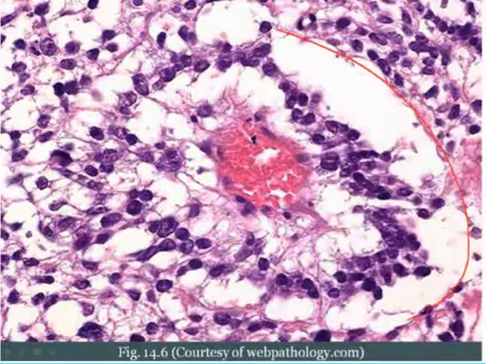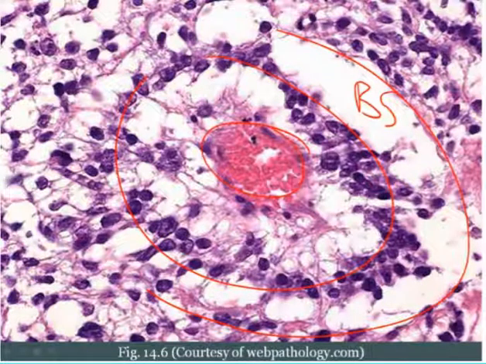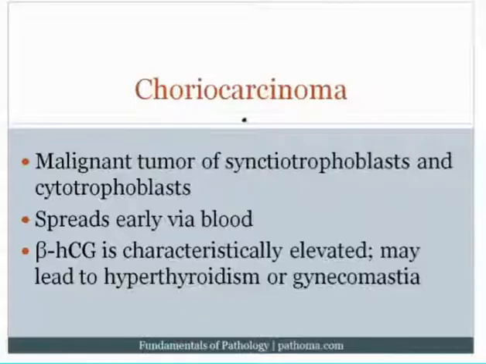Let's pretend that this is Bowman's capsule, and this is Bowman's space, and then this is the glomerulus with a blood vessel running through it. Again, it doesn't exactly look like the glomerulus, but it's glomerulus-like. And so therefore it's called a glomeruloid structure. Those are called Schiller-Duval bodies, and they're characteristic for yolk sac tumor.